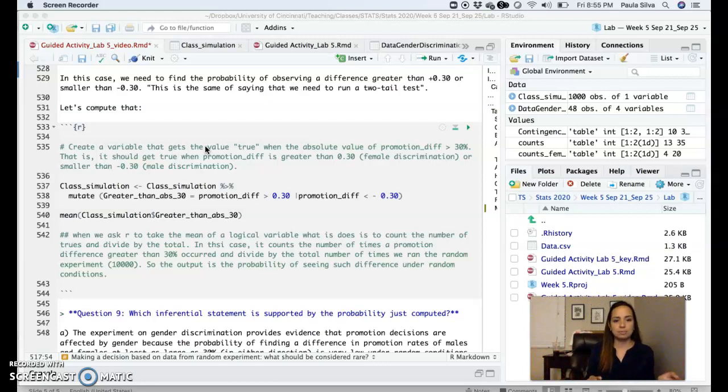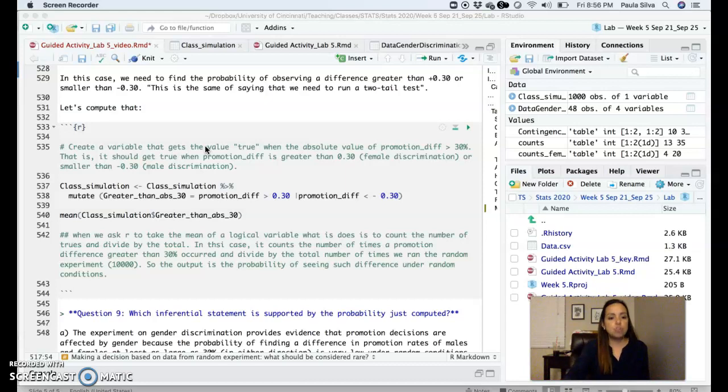than negative 30. This is the same as saying that we need to run what you probably heard in your undergraduate statistics, a two-tailed test, right? Because we're going to consider weird and extreme values that are above 30% or less than negative 30%. Because we don't know if we can expect extremes in both directions, in which direction we should be expecting that difference to lie.